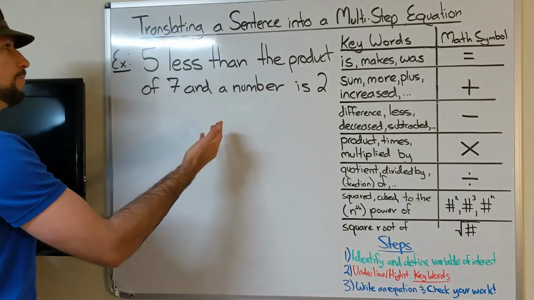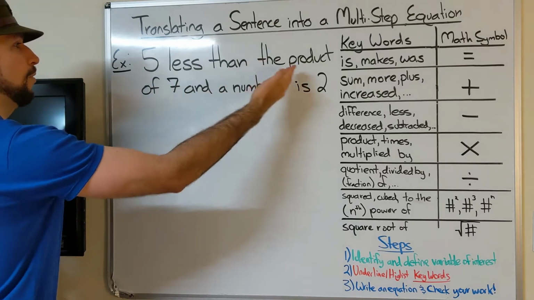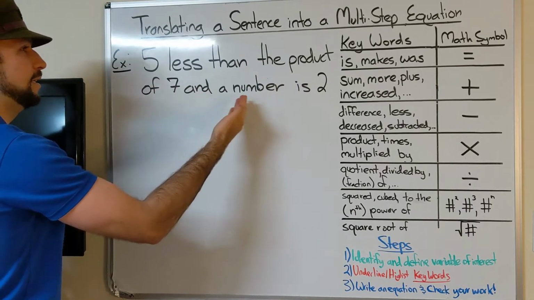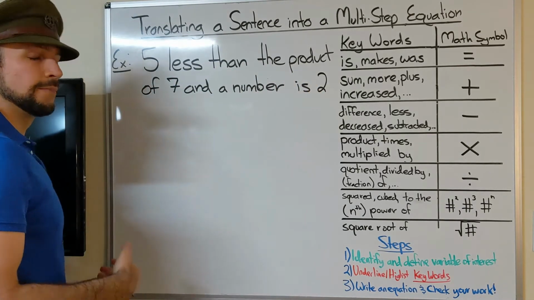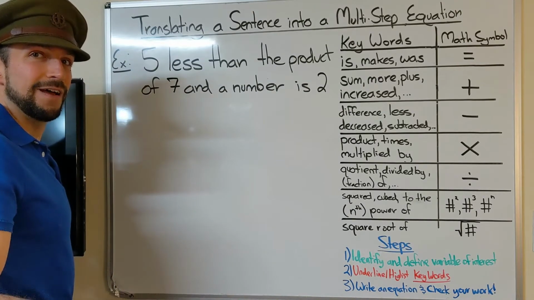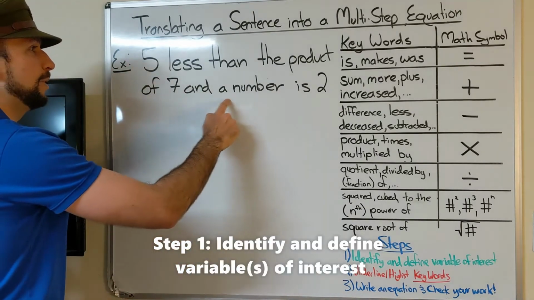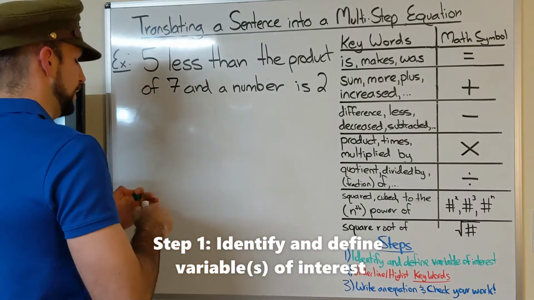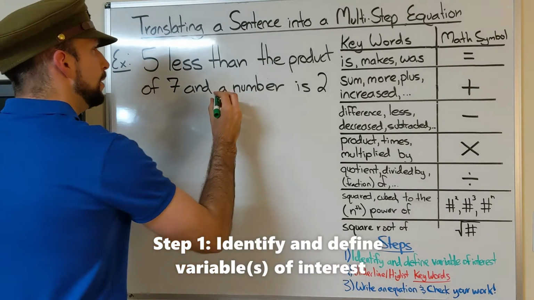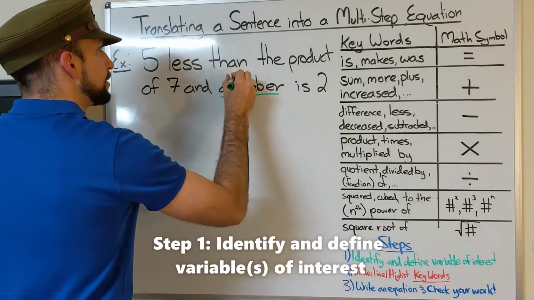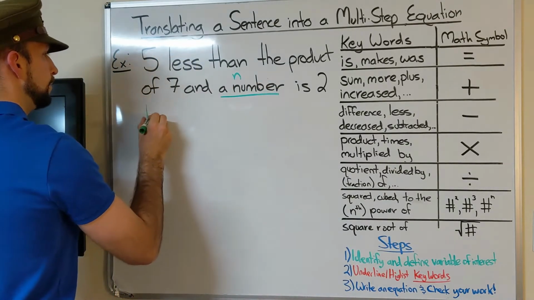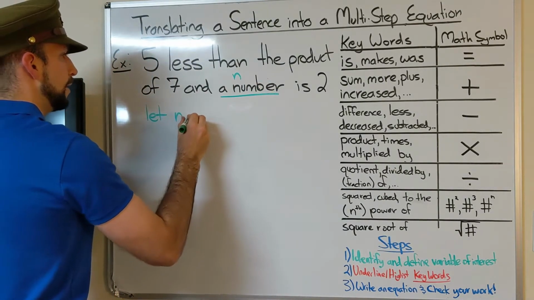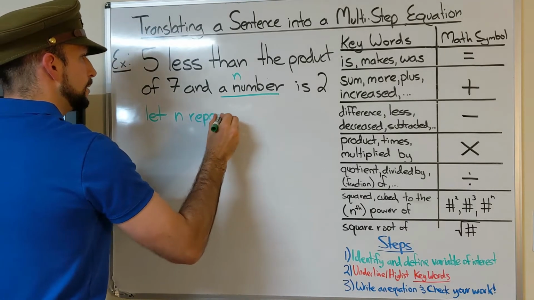Our first example: 5 less than the product of 7 and a number is 2. Our first step is to again identify and define our variables. Here we see a number which is not given to us, so this will be our variable of interest. Let's call this n. Let n represent a number.